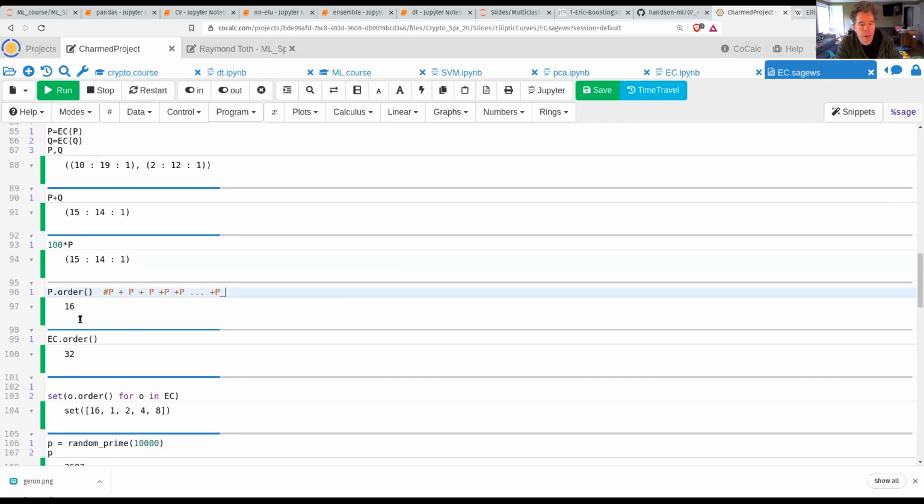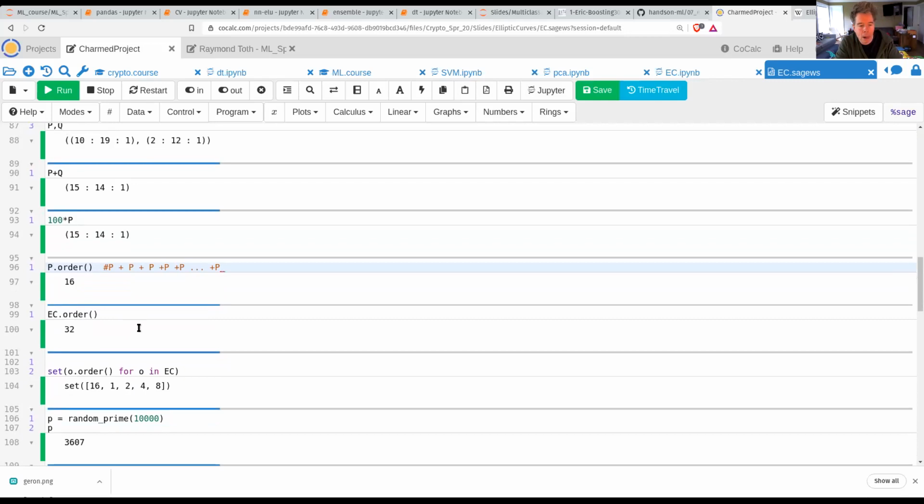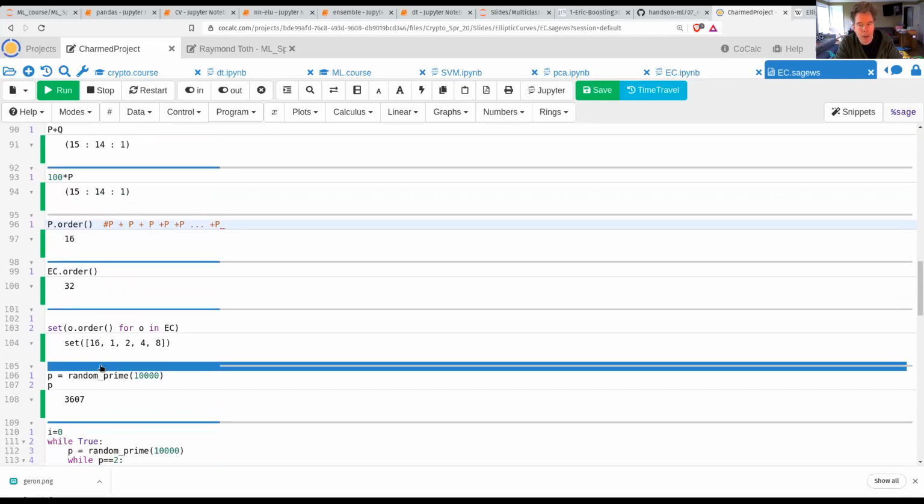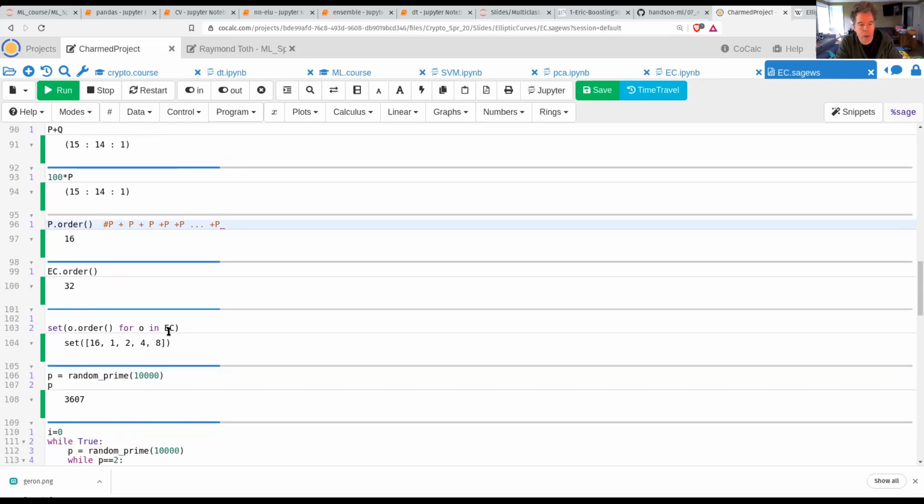It's still the case, for general group theory reasons, that the order of every element divides the order of the group. And here are all the orders of the elements in the group. So here's a question just to see if anybody's awake. Is this a cyclic group? Remember what that means?